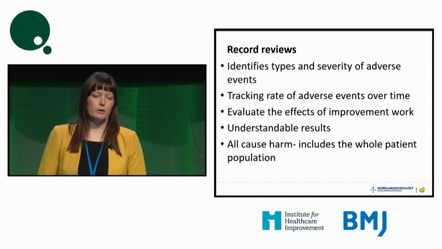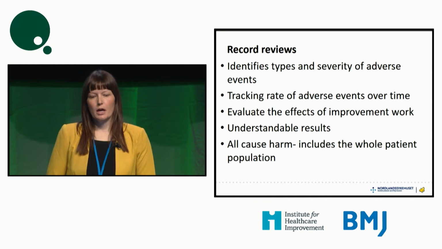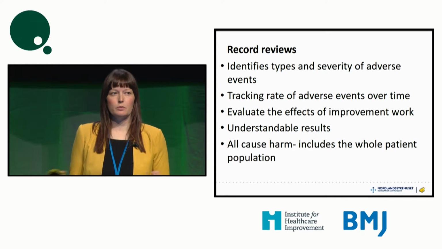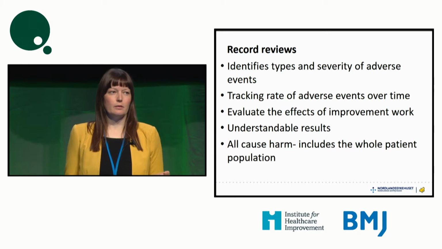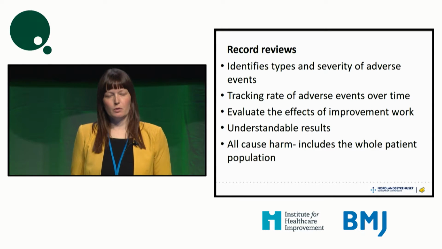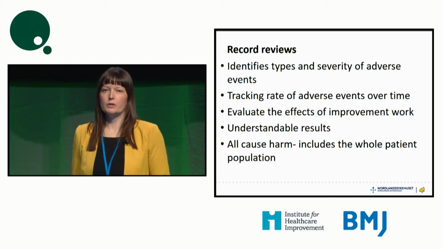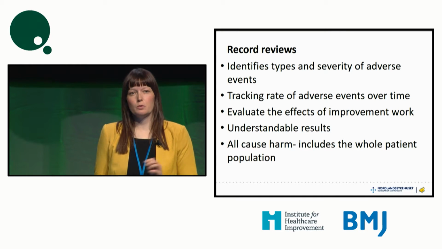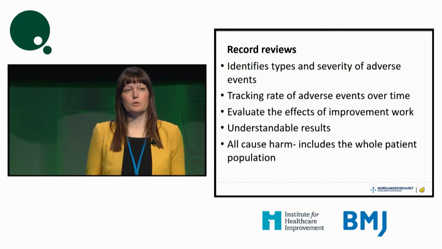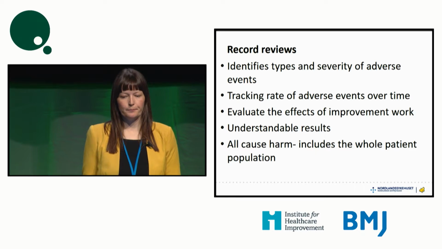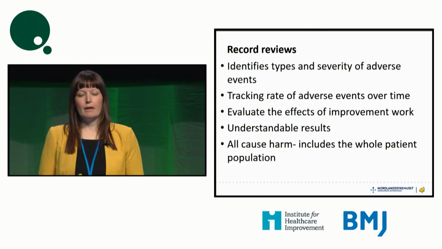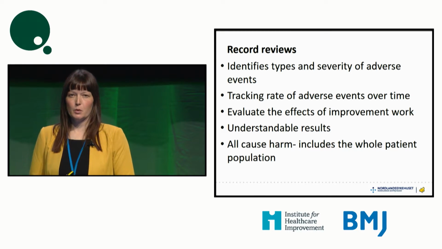So by doing record reviews, we identify adverse events, and we identify the types of adverse events that you need to respond to, and you identify the severity of the adverse events. And you can track the rate of adverse events over time, even though it might not be the correct level, but you know if you see an increase or a decrease if you choose the same sample size over time. And you can use it in each division to evaluate the effects of the improvement work which has been started in each division.